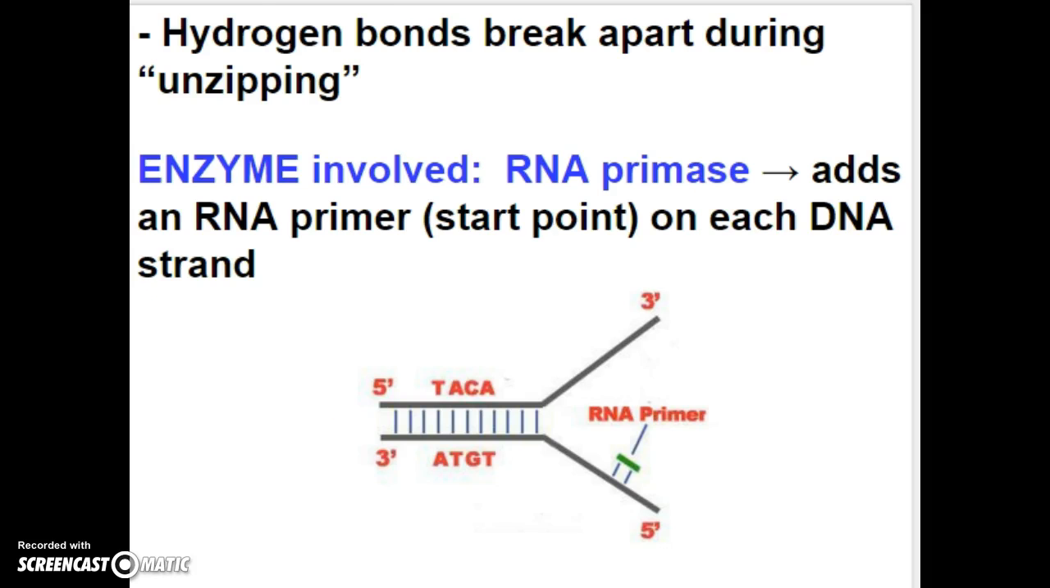So first, that enzyme comes down, unwinds the DNA molecule, and then it breaks apart the hydrogen bonds during that unzipping process. Then, in order for the rest of the enzymes to know where to start the DNA replication process, another enzyme that's called RNA primase comes in. RNA primase adds an RNA primer, or a start point, on each DNA strand, so that the next enzyme that comes along knows where it's supposed to begin this process.